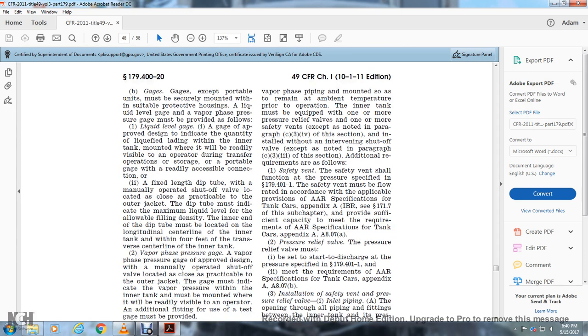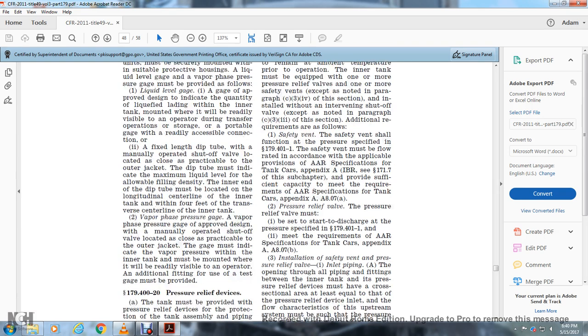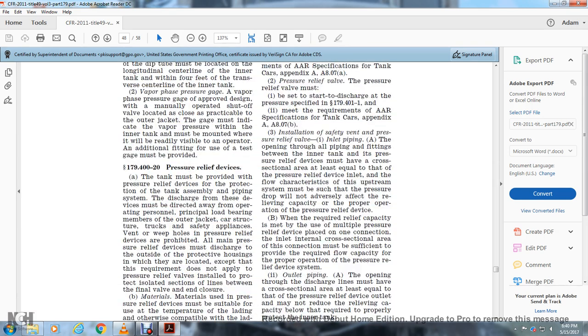The pressure relief valve must be set to start to discharge at the pressure specified in 179-4011. Meet the requirements of AAR specification tank cars appendix A 807B. 3. Installation: safety vent with the pressure relief valve, the inlet pipe, the opening through all the piping and the fittings between the inner tank and its pressure relief device must have a cross-sectional area at least equal to that of the pressure relief device inlet, and the flow characteristic of the upstream must be such that the pressure drop will not adversely affect the relieving capacity or the proper operation of the pressure relief devices.